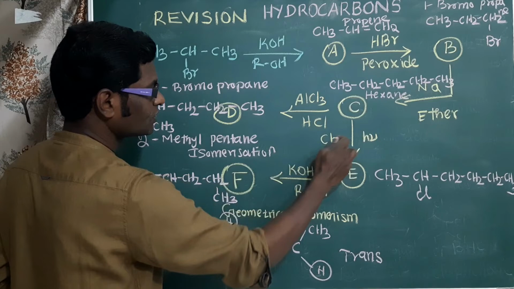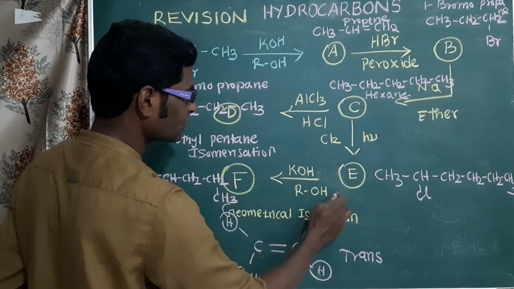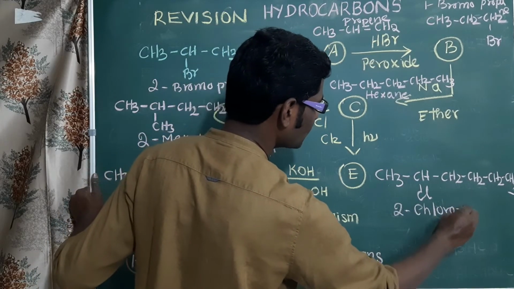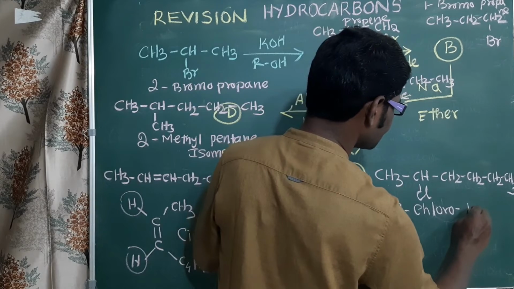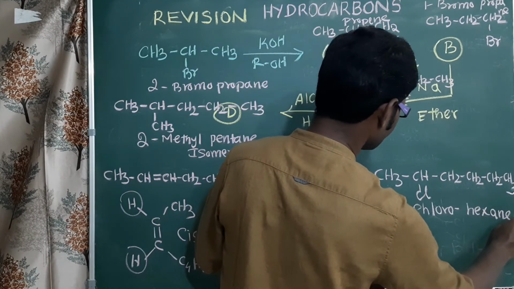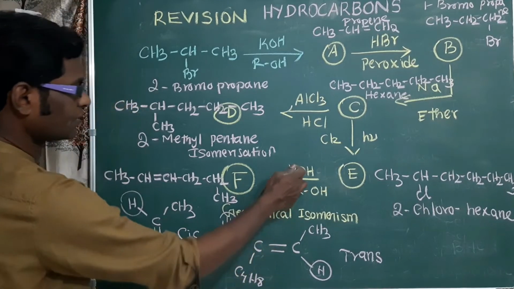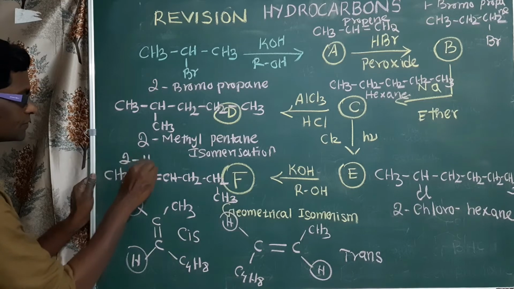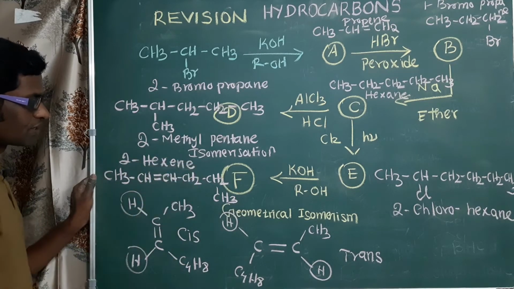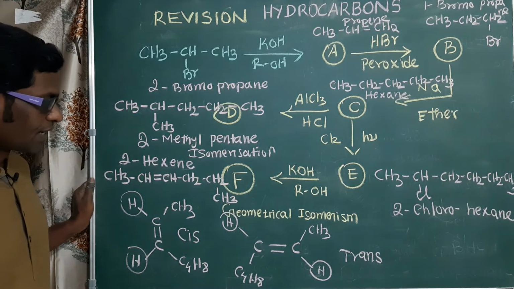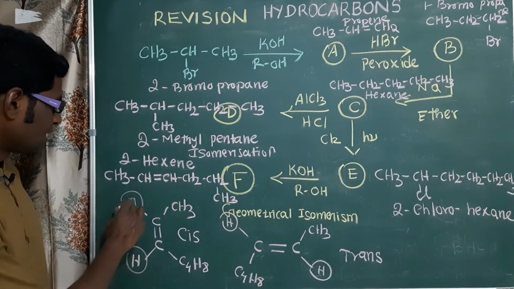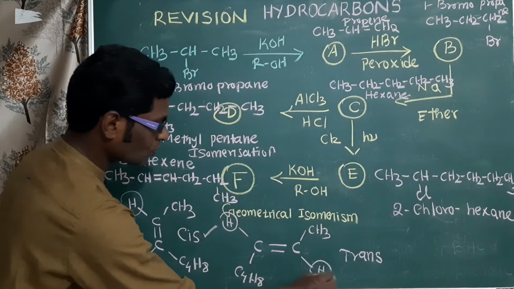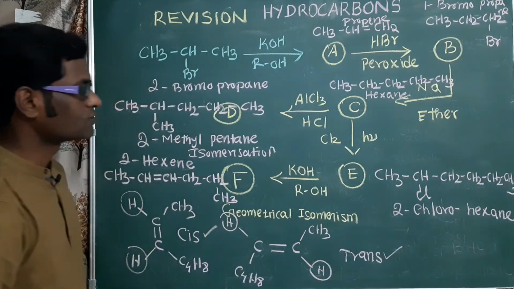When hexane is treated with chlorine in presence of light, we will get 2-chlorohexane. This reaction is called photolytic substitution reaction. This 2-chlorohexane treated with alcoholic KOH undergoes elimination, and we will get 2-hexene. This reaction is called beta elimination. 2-hexene can have geometrical isomerism. Similar atoms located on the same side is called cis isomerism. Similar atoms located on the opposite side is called trans isomerism.